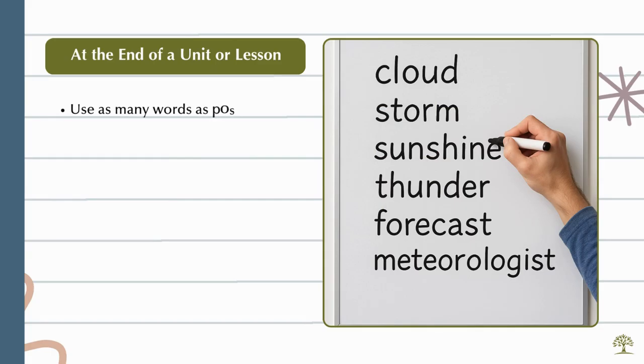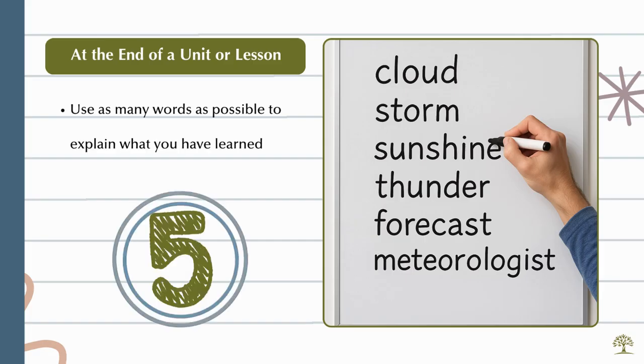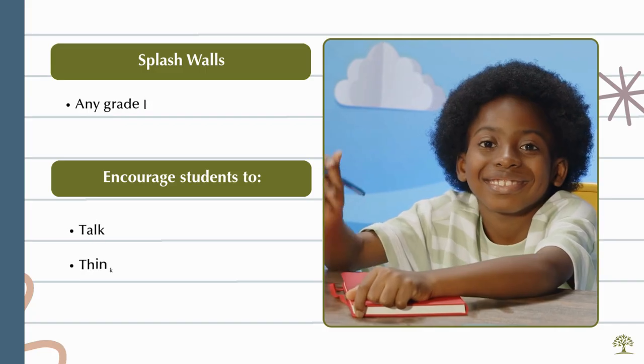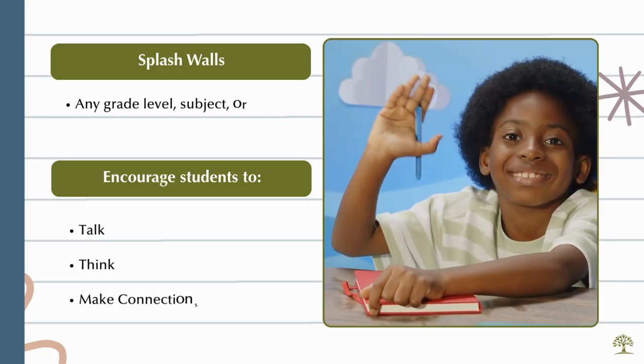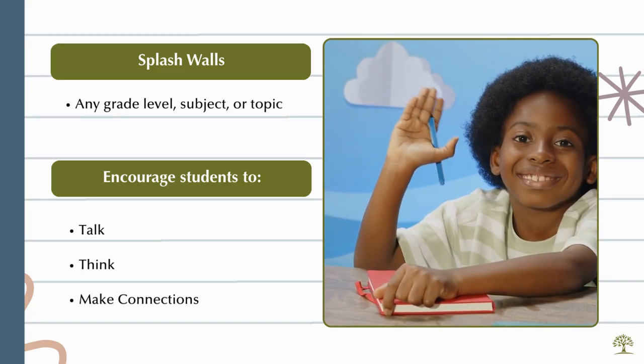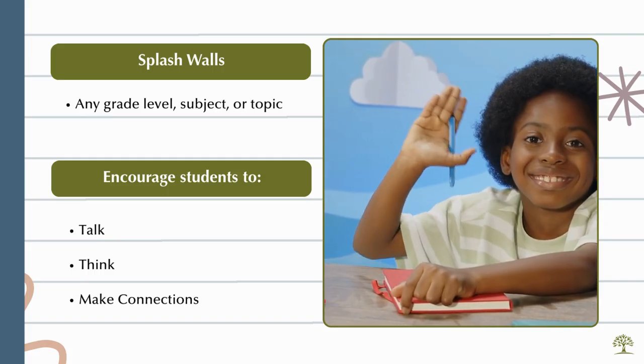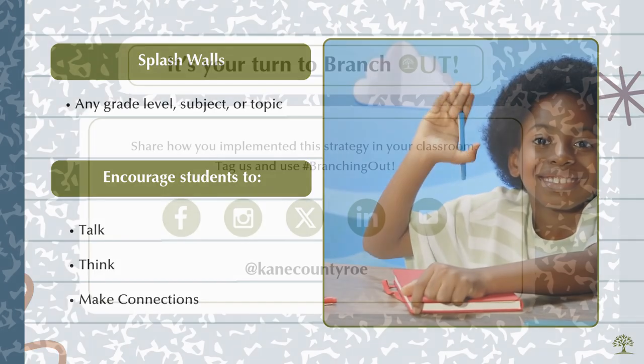You can also use the splash wall at the end of a lesson or unit to show what students have learned, but this time, students would use as many words as possible to explain what they've learned about the given topic, but they must include at least 5 of the splash wall words. A splash wall works for any grade level, subject, or topic, and it's a fast way for your students to get talking, thinking, and making connections.